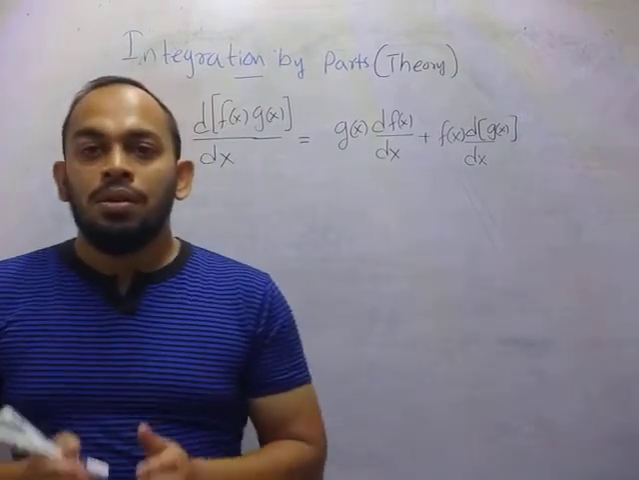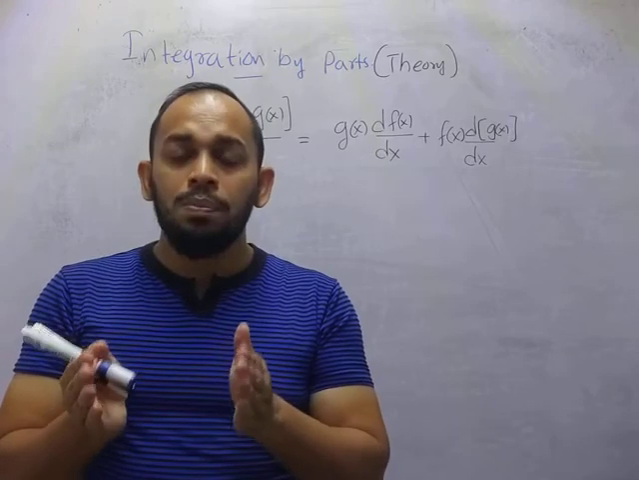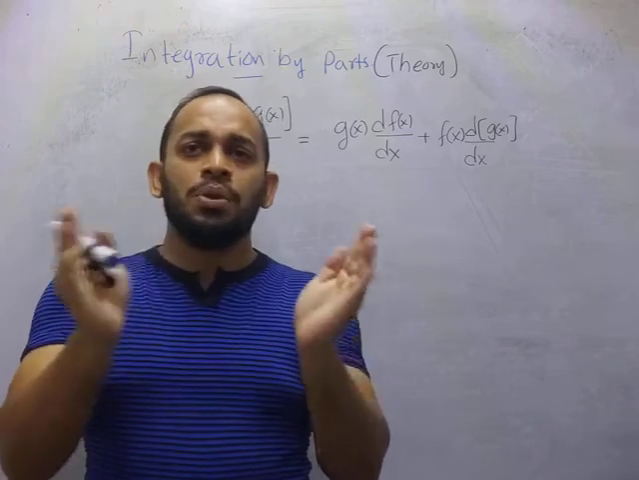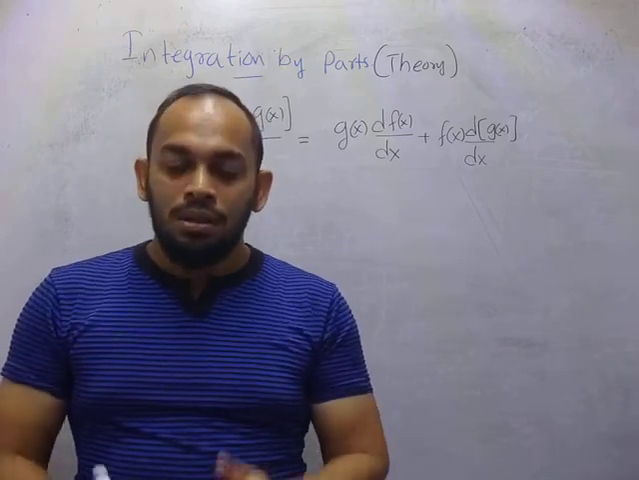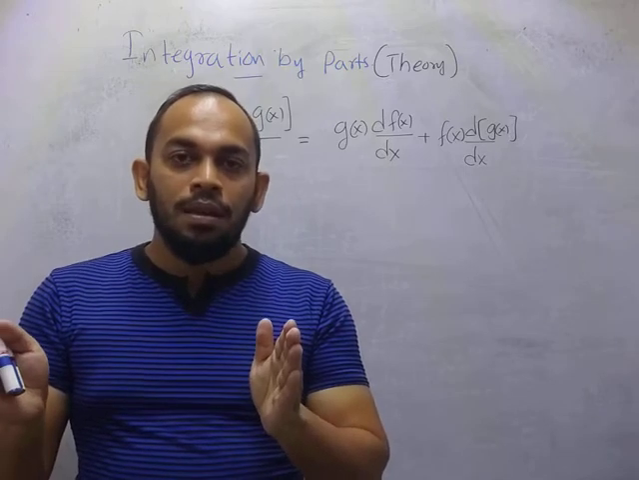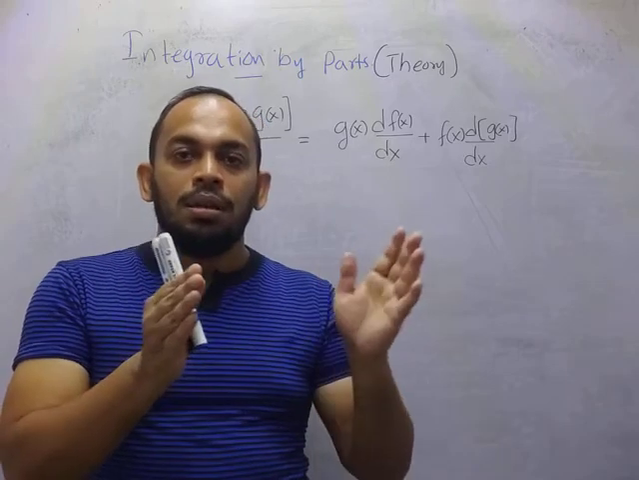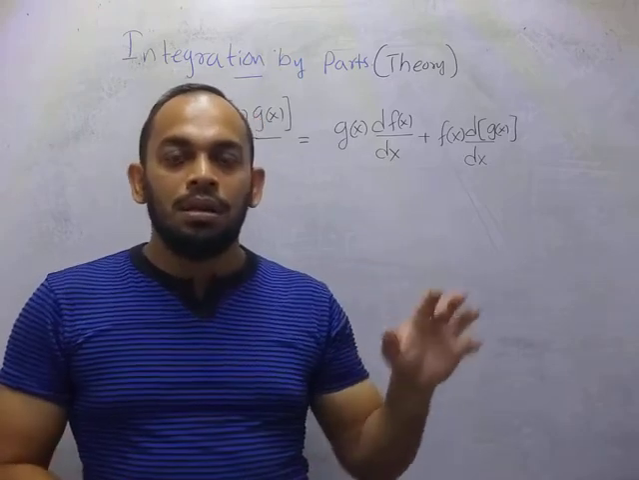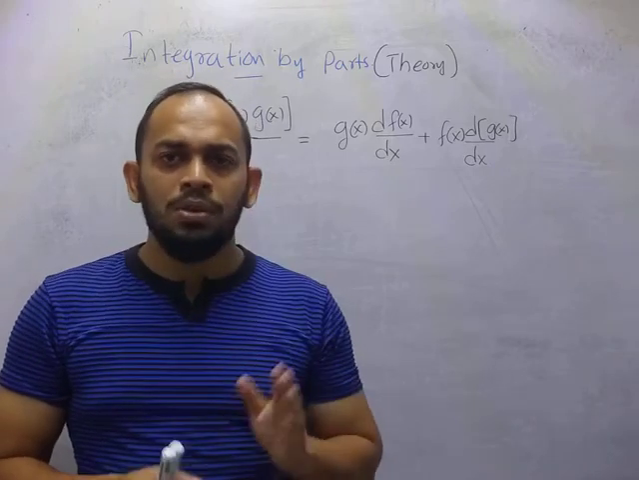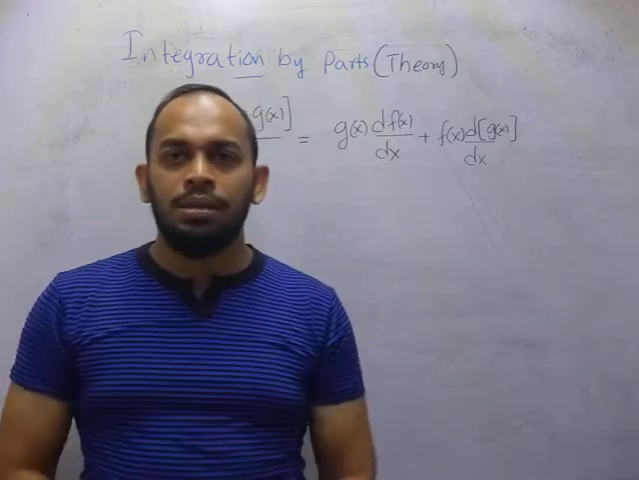So the integration by parts technique is based on the product rule. Integration is the reverse process of differentiation. So this technique is a result, not a direct result, but some sort of result from the differentiation of a product of two functions. Because in the example I showed you, there was a product x into sine x, right?